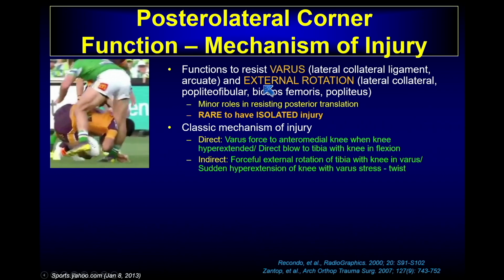So the varus with external rotation is really the classic mechanism of injury, and it's rare for the posterolateral corner to be isolated with respect to its injury. So it often occurs with a hyperextension injury or rotational injury with ACL, but rarely in isolation all by itself.